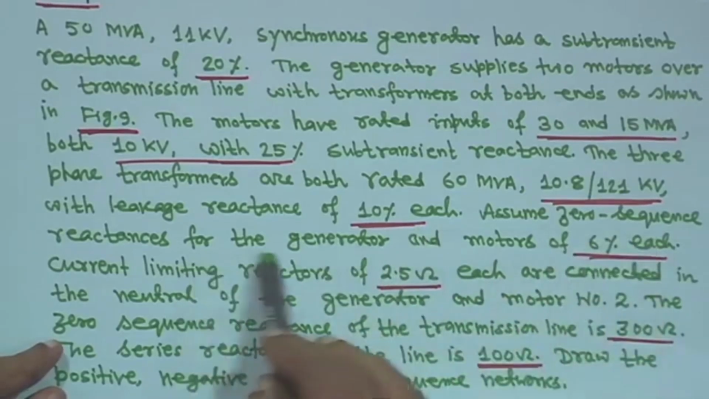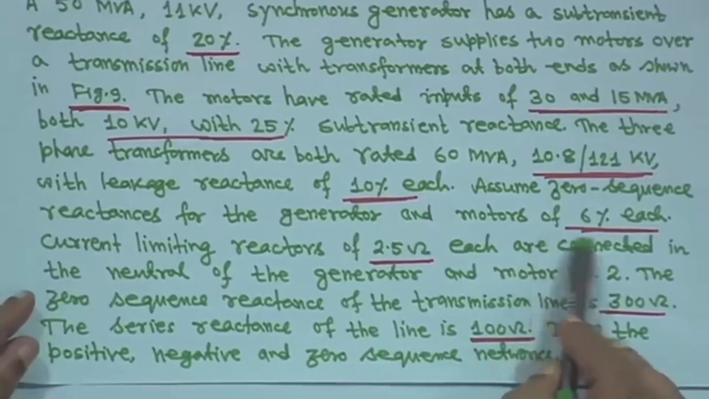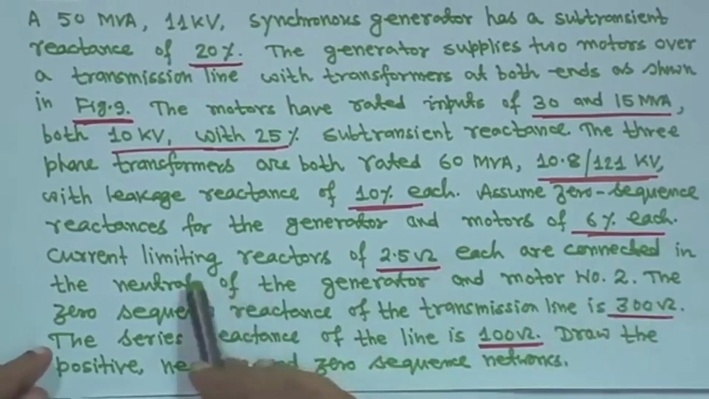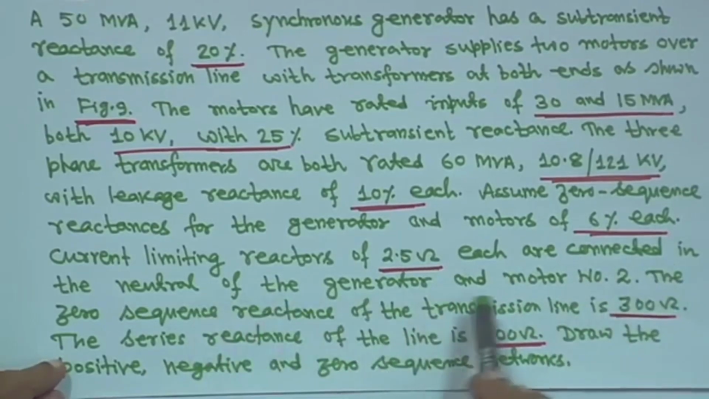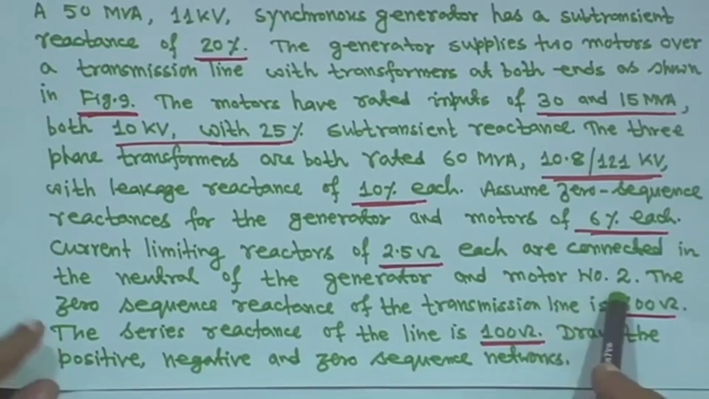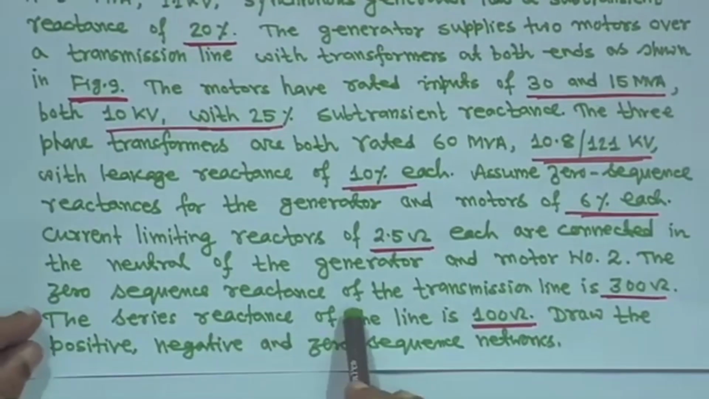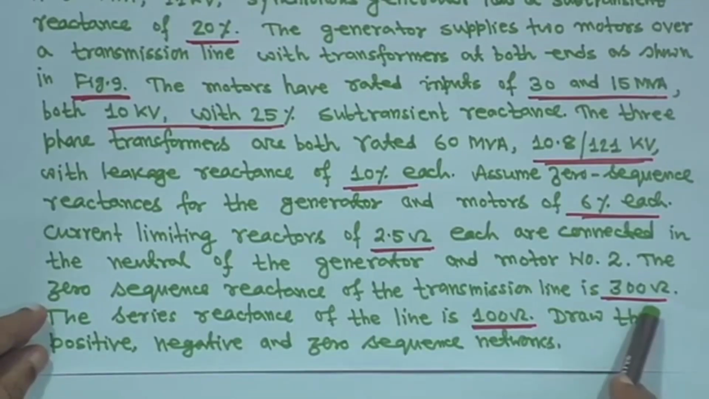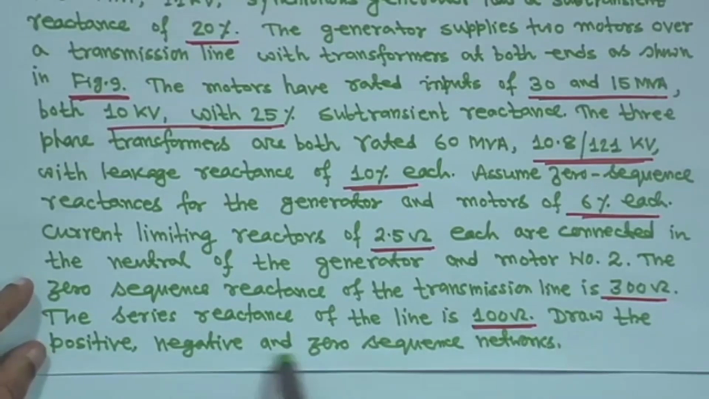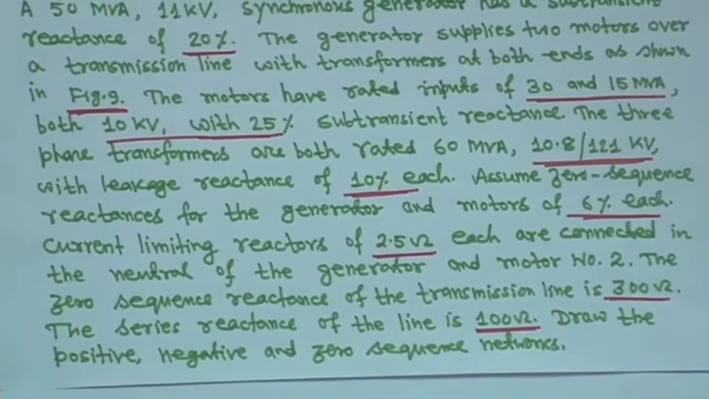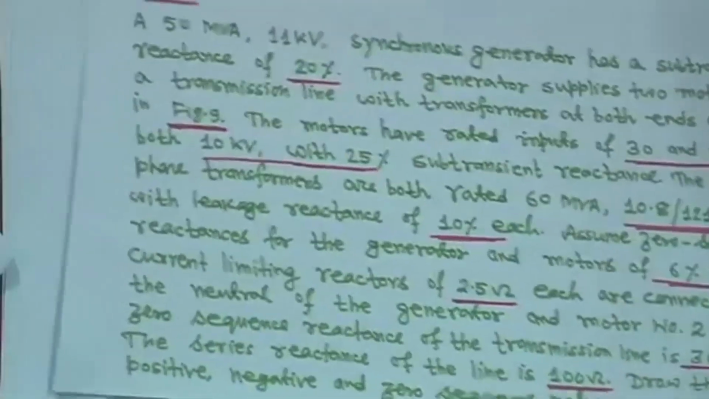Assume 0 sequence reactances for the generator and motors of 6% each. Current limiting reactors of 2.5 ohm each are connected in the neutral of the generator and motor number 2. There are 2 motors, so it is motor number 2. The 0 sequence reactance of the transmission line is 300 ohm. The series reactance of the line is 100 ohm. So, draw the positive, negative and 0 sequence networks. Once you get all the parameters, positive and negative sequence is not at all a problem; the problem is the 0 sequence. You have to make it very carefully.